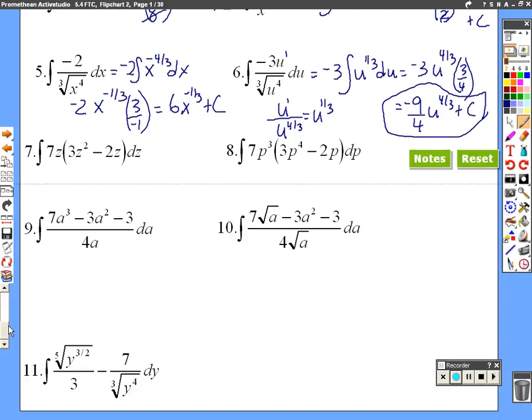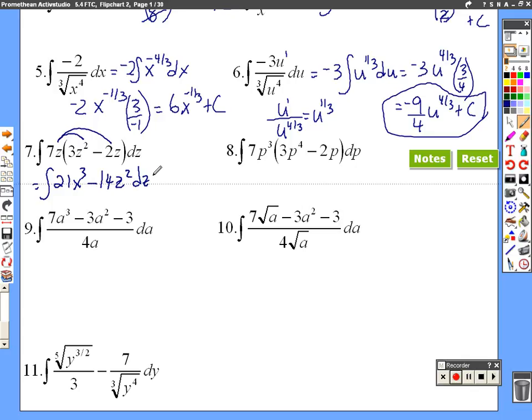All right, number 7. Once again, I did not teach you a product rule. There's no such thing as a product rule, so I actually have to multiply this out first. This is the same thing as the integral of 21x cubed minus 14z squared, dz.